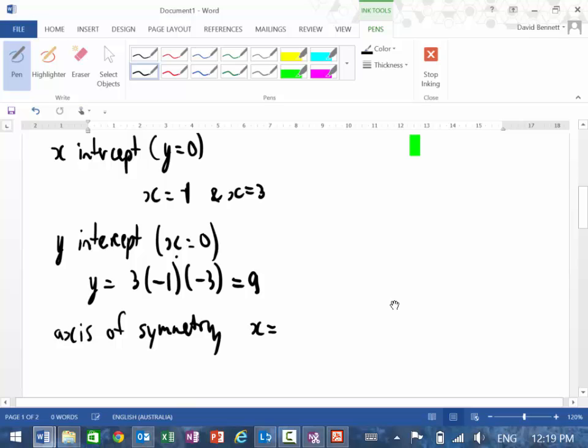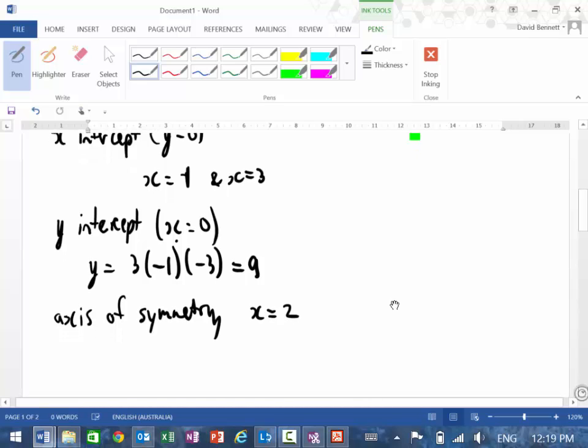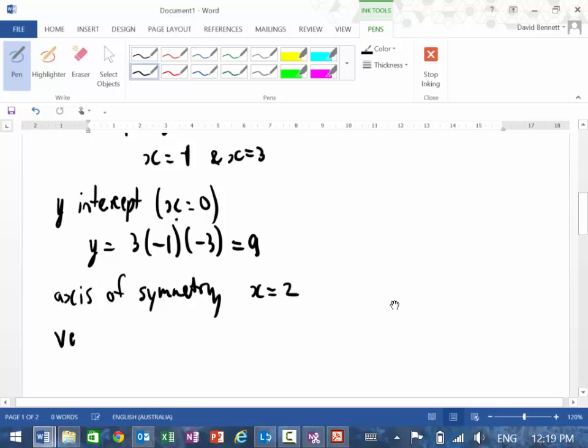X equals 2 is halfway between 1 and 3, isn't it? So my vertex point is simply going to be... I'm going to put the value of 2 into the equation, so it's going to be 2 take 1, 2 take 3. That gives me 3 times 1 times negative 1, which will give me a value of negative 3. So my vertex point is going to be 2, negative 3.